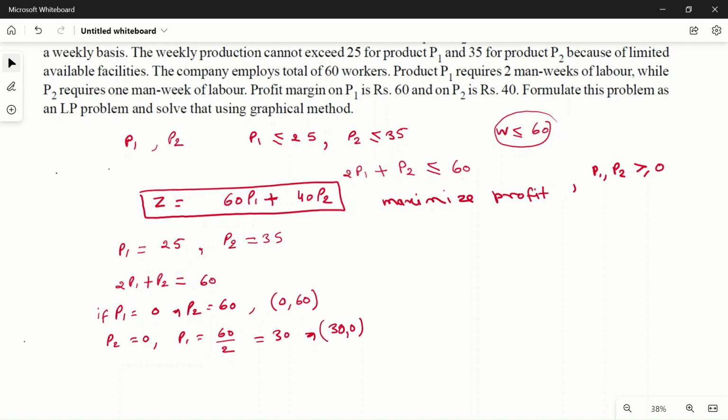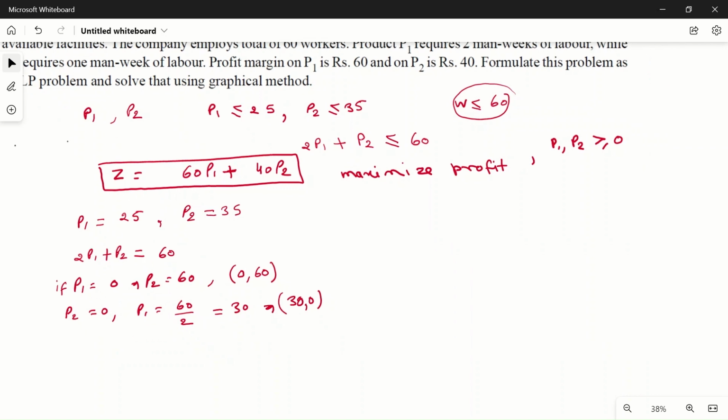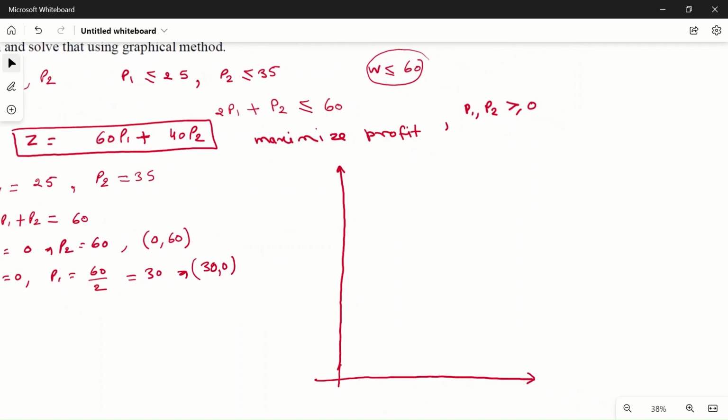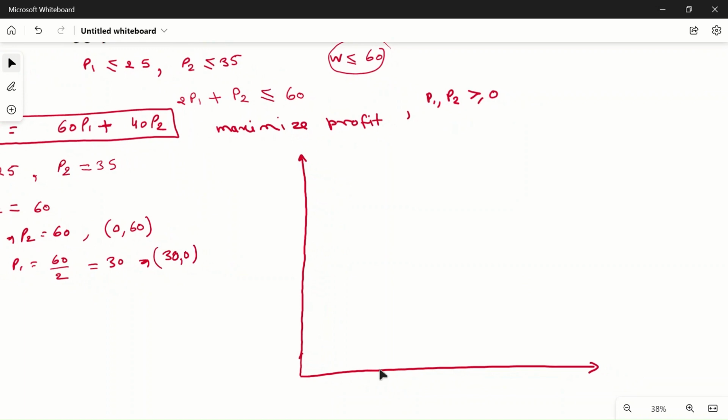x-axis. So let's draw the graph. Let's make divisions of 10, 10, 20, 30, 40, 50. This is the P1 axis, this is the P2 axis.